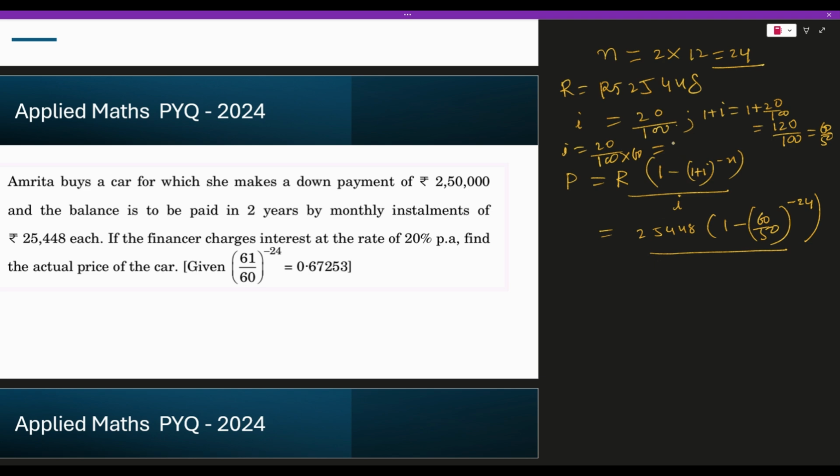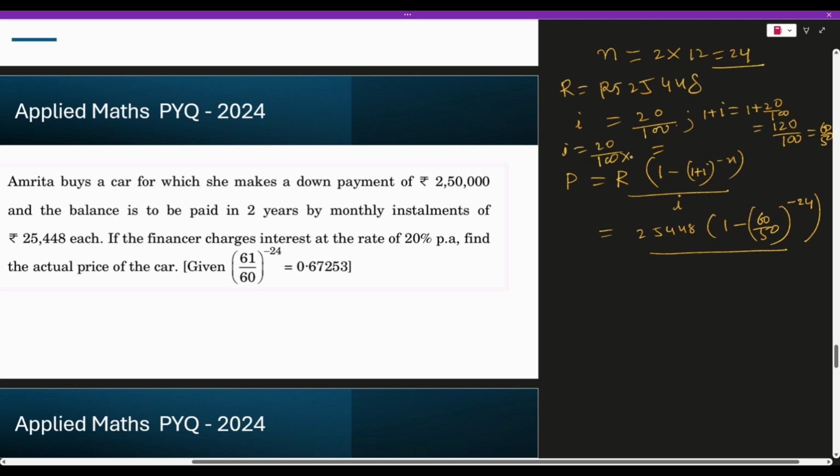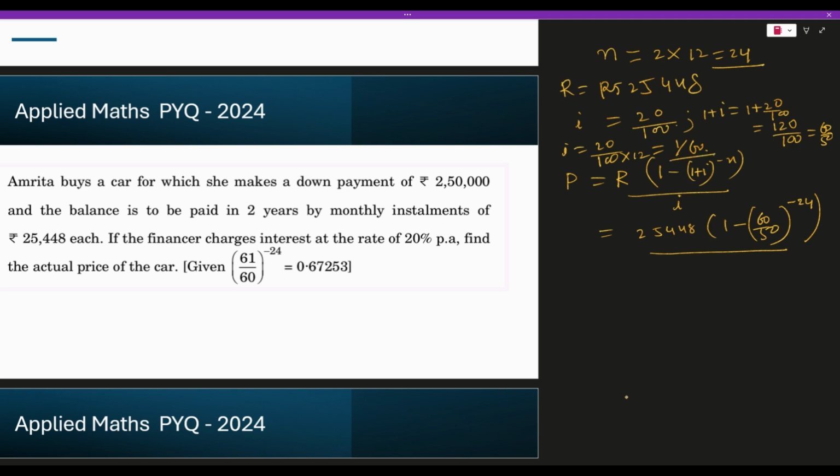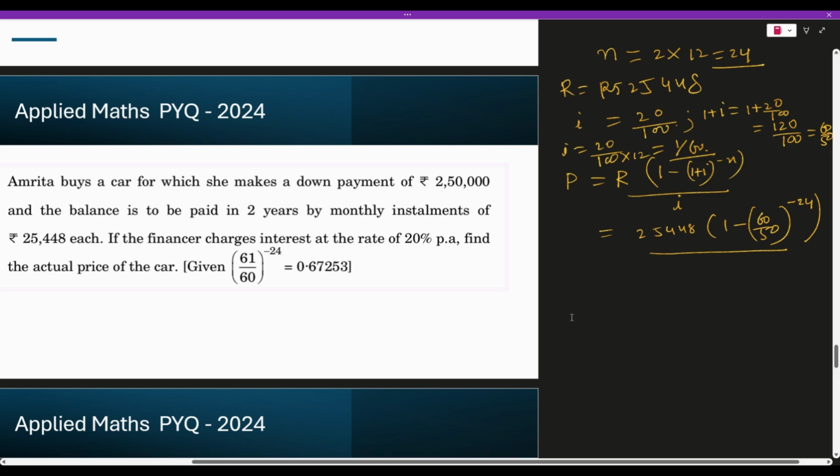So this will be 1 by 60. No, not 60. It will be 12. So this is 1 by 60. Clear? Now just substitute the value over there. Wait a minute. Because you are paying 2. So I will be, yes, this is correct. 1 plus I to the power minus n, per annum. Just a minute.